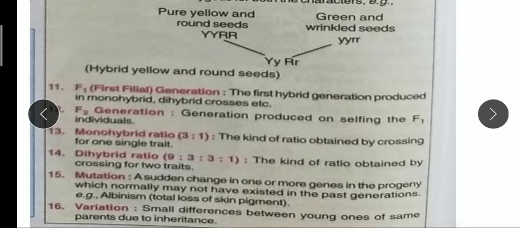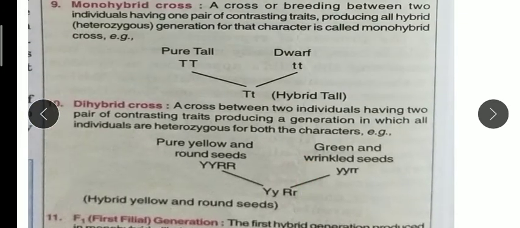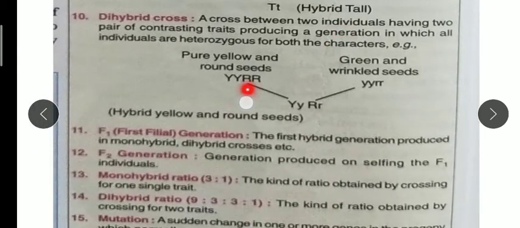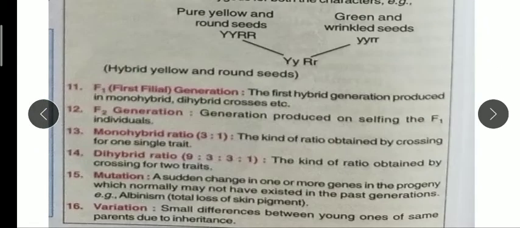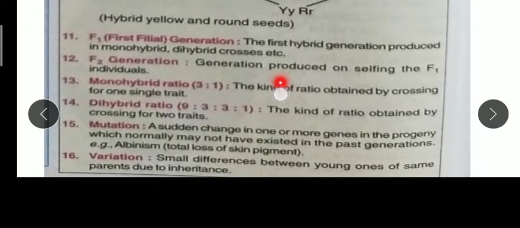So this is just the terminology that we use. Remember that the monohybrid cross ratio is 3:1, the kind of ratio obtained by crossing one single trait, here tall and dwarf. But in a dihybrid there are two characters, so the dihybrid ratio is more complex. It is between two traits or characters of an individual, and the ratio will be the same for all dihybrids, 9:3:3:1, as I said.